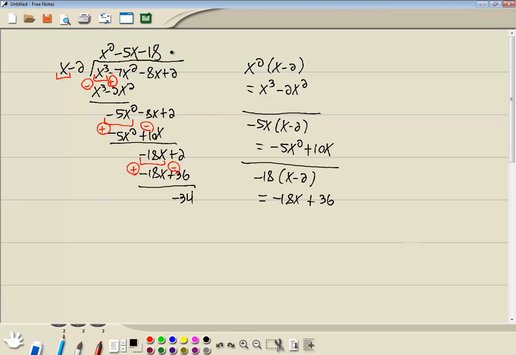And that's our remainder. And you put your remainder over what you're dividing by. So you take negative 34 and you put it over x minus 2. And that's our answer.